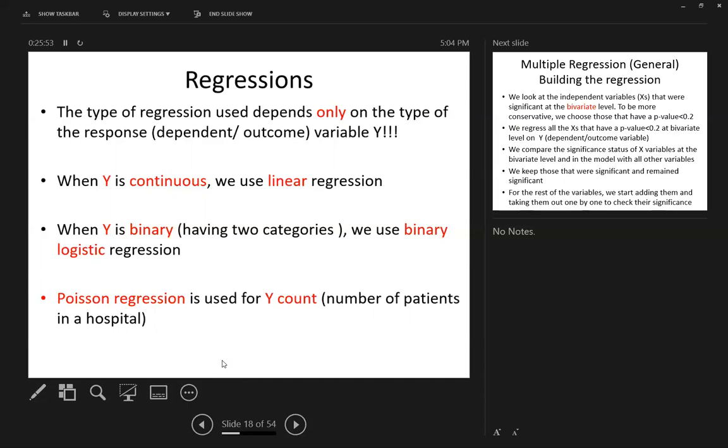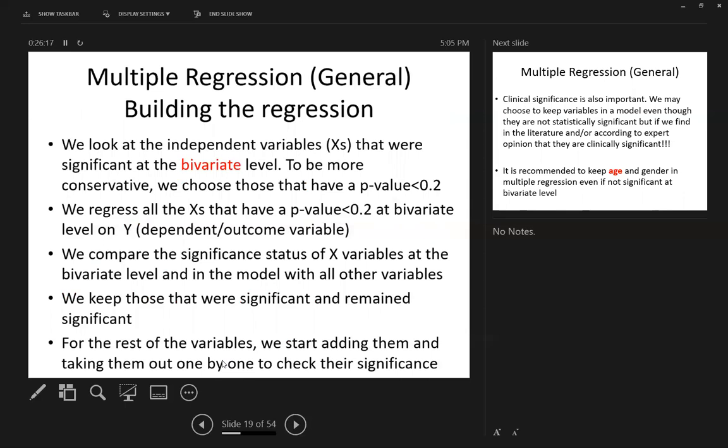If your y is binary, like disease, non-disease, depressed, non-depressed, cancer, no cancer, you use binary logistic regression. So it's another regression that models the probability or the odds, the p over 1 minus p. And if your outcome is a count, you use Poisson regression, which is like number of patients in a hospital. I'm going to address two types of variable, but let's look at this one. So we look at the independent, so multiple regression.